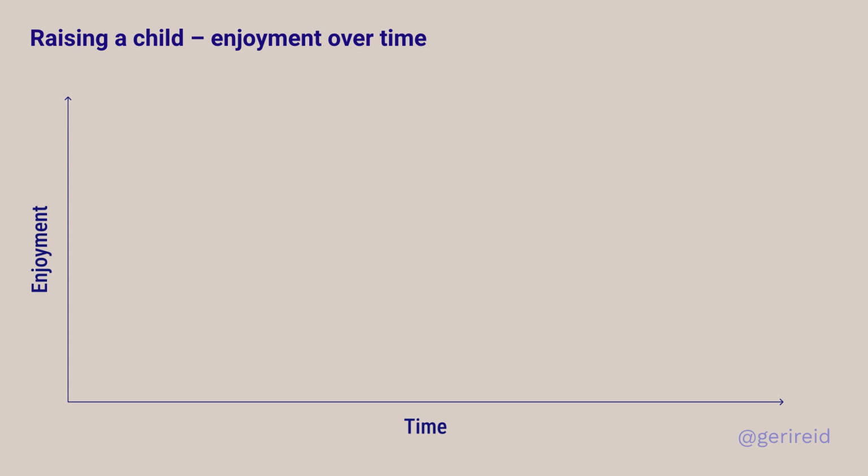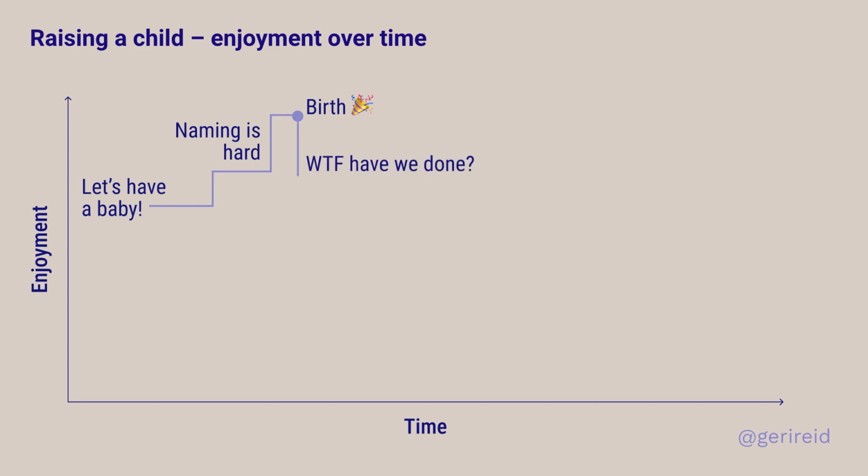Now, if I could chart the journey I've been on with my children with time along the bottom and enjoyment up the side, it would look a little something like this. Let's have a baby. Seemed like a great idea at the time. Naming is hard. The big day arrives. You've brought a magical new human into the world and share photos of their perfect little toes on social media. Then reality kicks in. What the flip have we done? You realize that sleep is something you used to do.